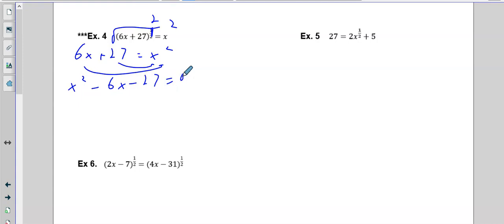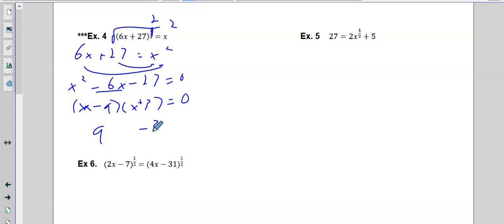Now, I need two numbers that multiply to give me 27 that differ by 6. That's pretty easy. It's just 9 and 3. Really my only choices. So x, 9, 3. I want more negatives than positives. And when you set them equal to 0, we get 9 and negative 3. Again, we need to check our work.